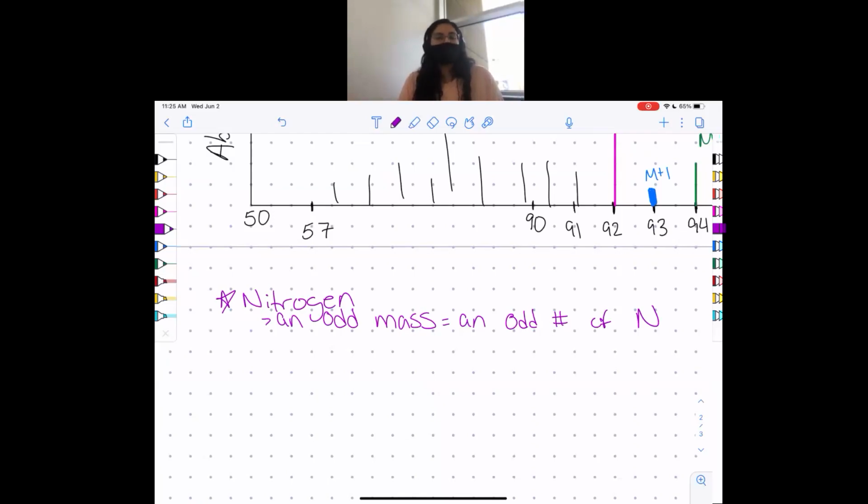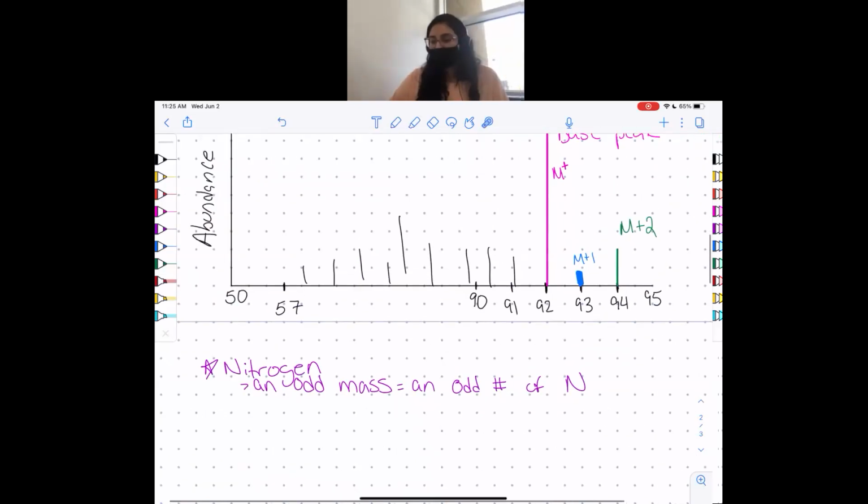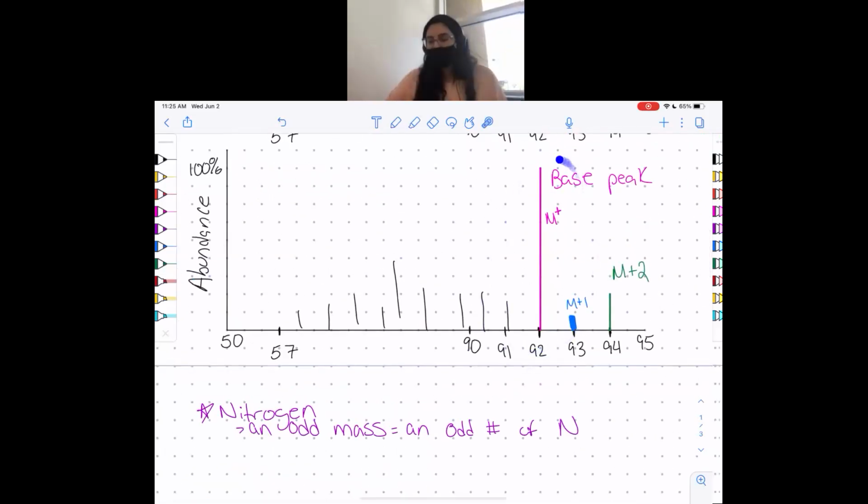Okay, so to answer your question, no. Nitrogen is only covered in the M plus 1 peak. So having a nitrogen will not create an M plus 2 peak. This will essentially not change. You'll only have these two and you won't have an M plus 2. So the only way you can really tell is if this number here for the M plus peak is odd.